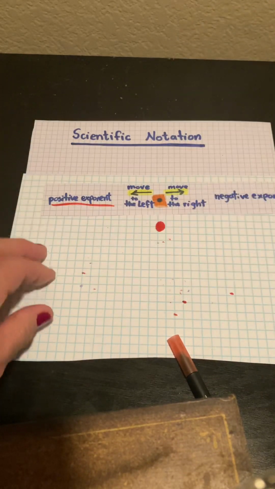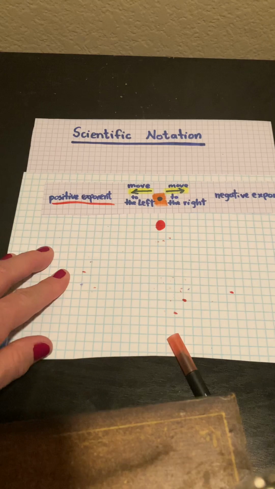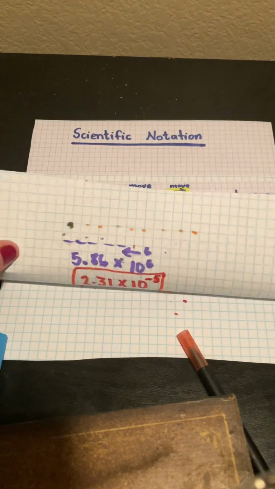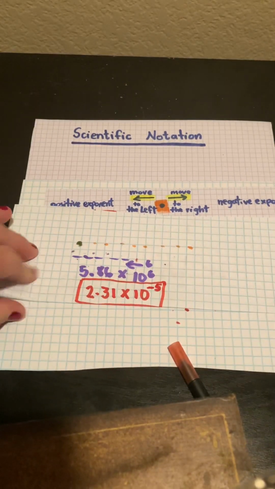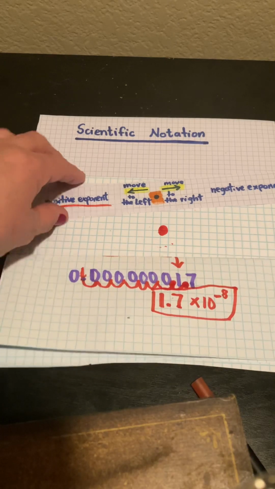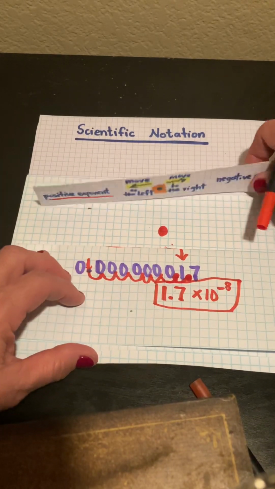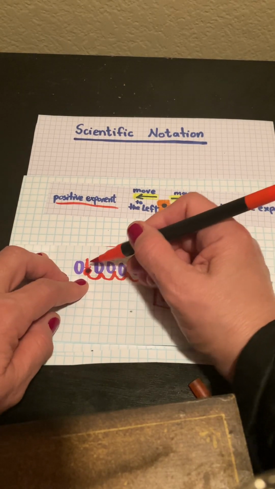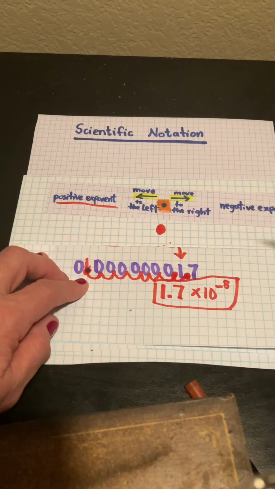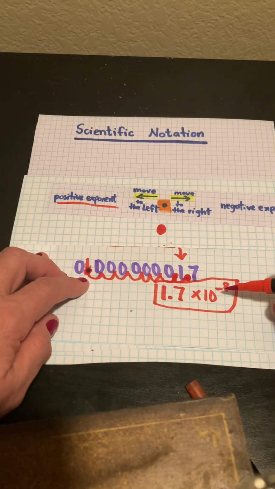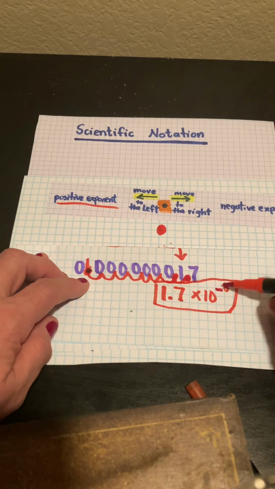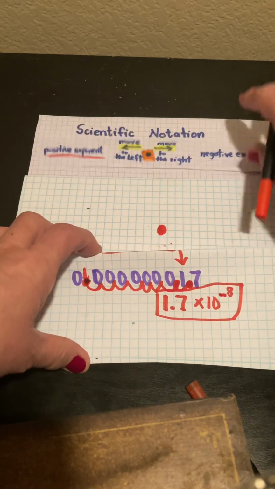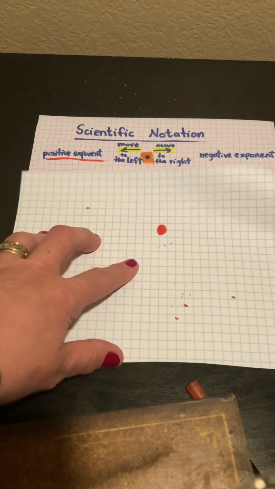And then the opposite happens with our number that is really, really small. Did you see this one? When we just saw the number, the decimal was right here. So we need to move to the right, but our exponent is going to be negative. So it's really easy.